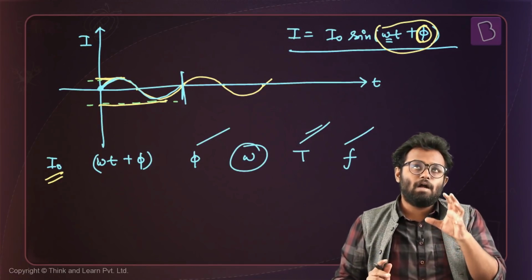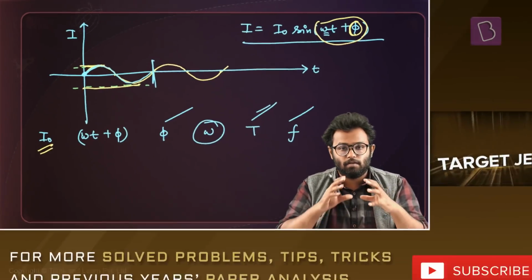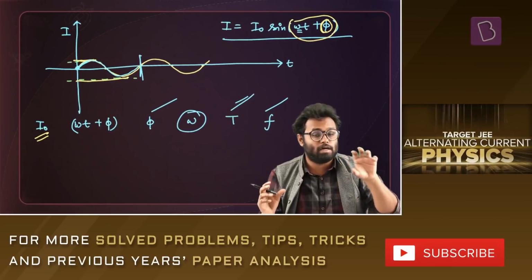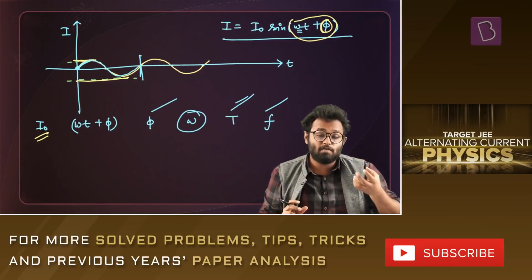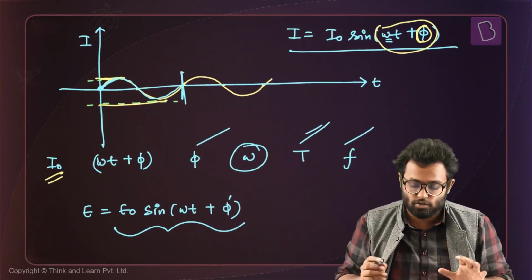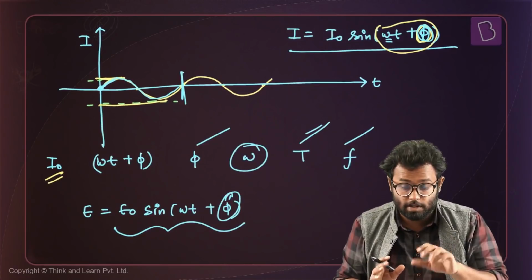Then if you have an alternating current in a circuit, it means that the EMF in that circuit, the voltage in that circuit, is also alternating. A direct voltage cannot give you an alternating current. So your EMF is also alternating, and EMF is E naught sine(omega t plus phi dash). So you see that the initial phase here and the initial phase here need not be the same all the time.